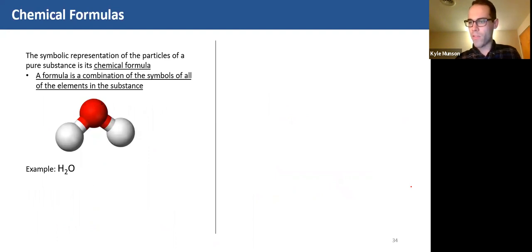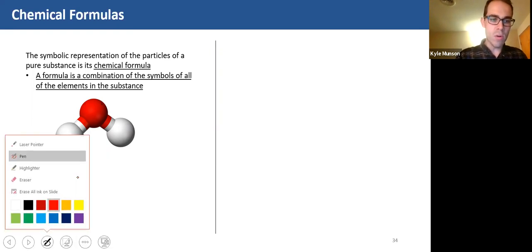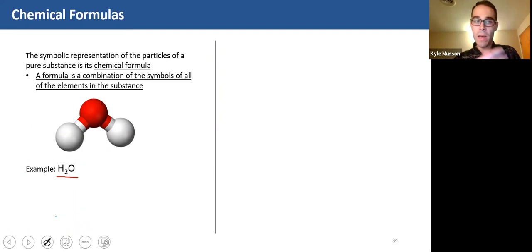So shifting gears a little bit, let's move on. The symbolic representation of the particles of a pure substance is known as its chemical formula. This formula is a combination of the symbols of all the elements in a substance. For example, we've already seen this in a previous video. This is H2O, or water, and this is a model of it.